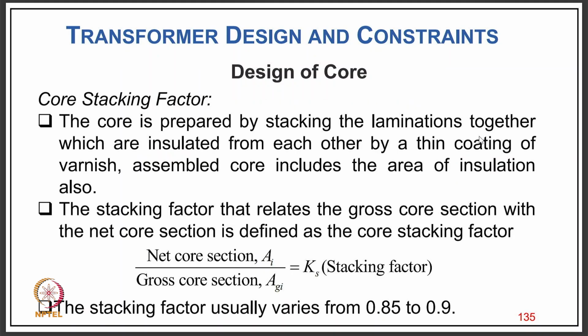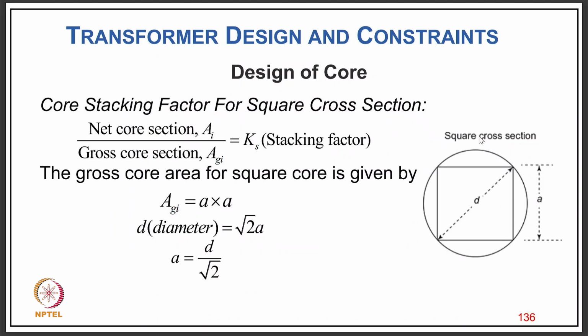And then coming to now the core stacking factor. The core is primarily prepared by stacking the laminations together, which are insulated from each other by a thin coating or varnish, and the assembled core includes the area of insulation also. So the stacking factor that relates the cross section with the net core section is defined as the core stacking factor. Net core section AI upon gross cross section AGI, that's the core stacking factor KS, and the stacking factor varies from 0.85 to 0.9 because of the insulation put with the different dimensions of the thickness of lamination.